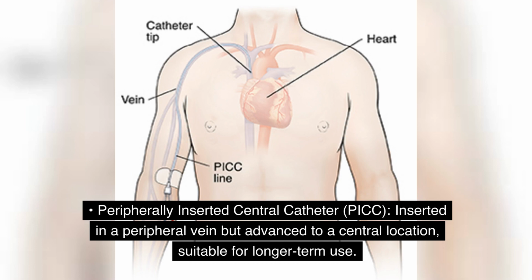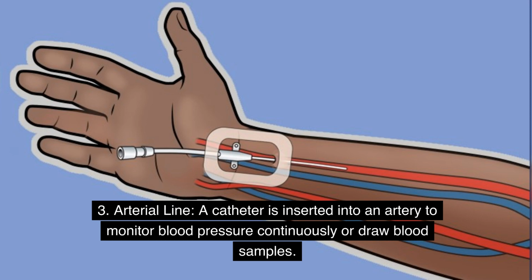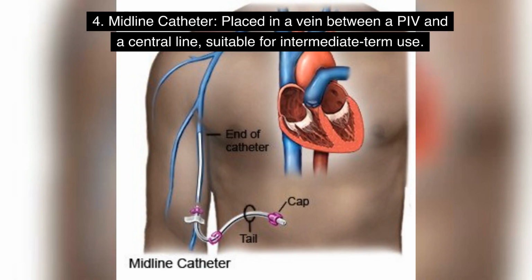Peripherally inserted central catheter (PICC), inserted in a peripheral vein but advanced to a central location, suitable for longer-term use. Implanted port, surgically placed under the skin with a catheter connected to a large vein, ideal for long-term access. 3. Arterial line. A catheter is inserted into an artery to monitor blood pressure continuously or draw blood samples. 4. Midline catheter, placed in a vein between a PIV and a central line, suitable for intermediate-term use.